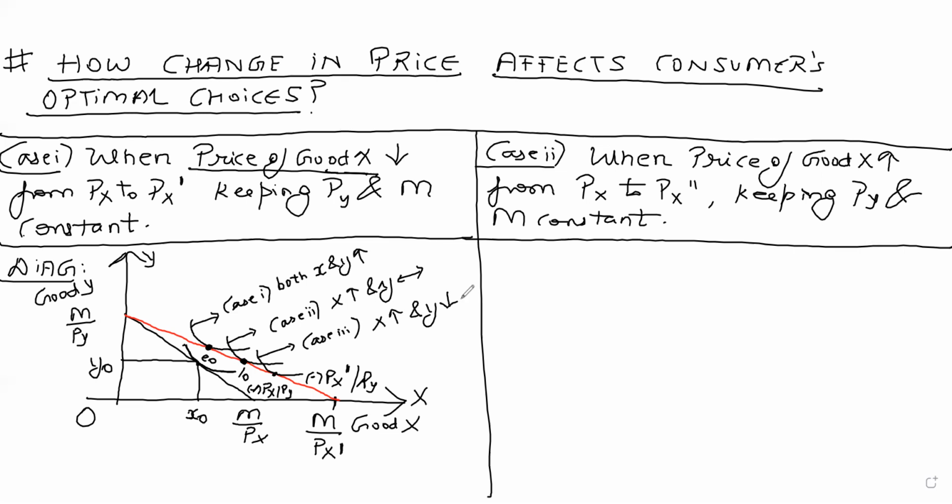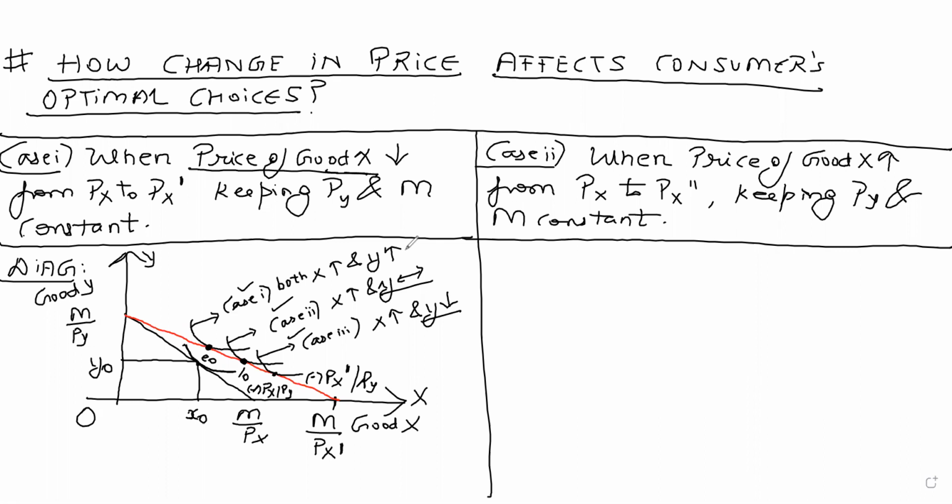That means what do we learn? When price of good X falls, keeping price of good Y and income constant, the only thing which we can say with surety is that good X will rise. But we can't say what will happen to good Y. Good Y can rise also, which is given by case 1. Good Y can remain constant also, which is given by case 2. Good Y can fall also, which is given by case 3. But in all the cases, we are learning that X is always going up.